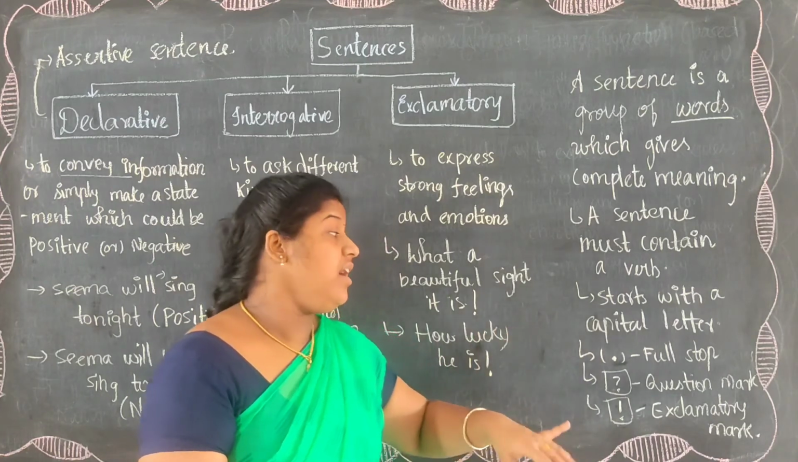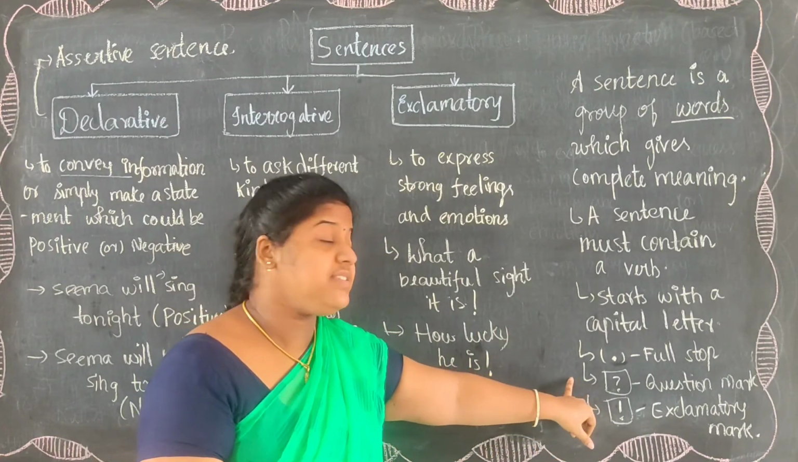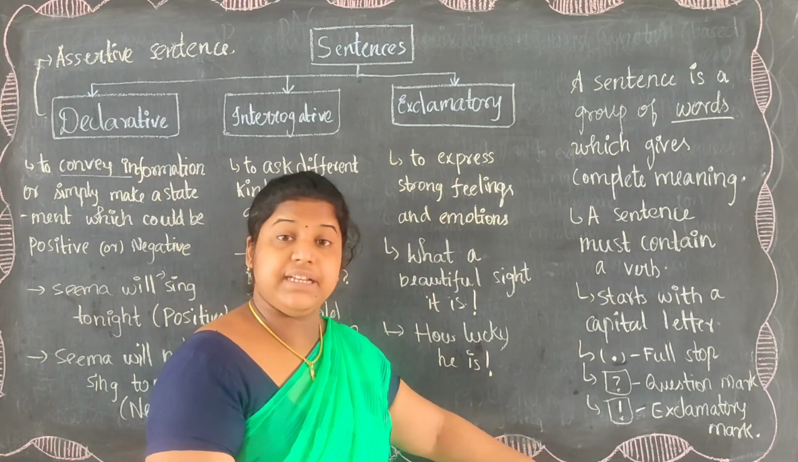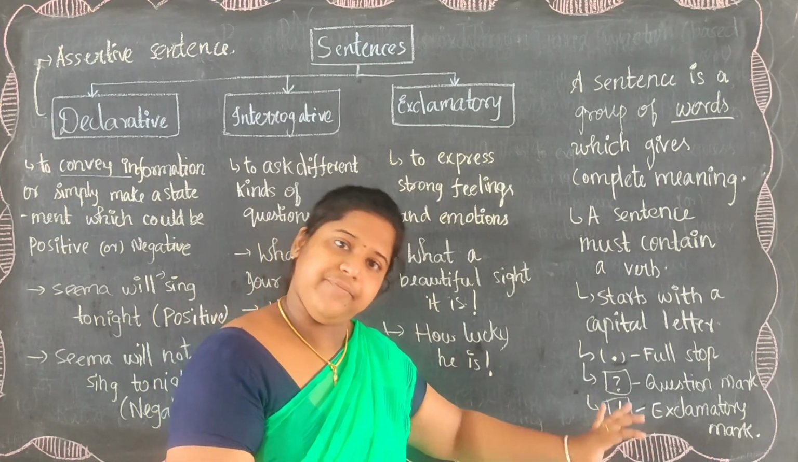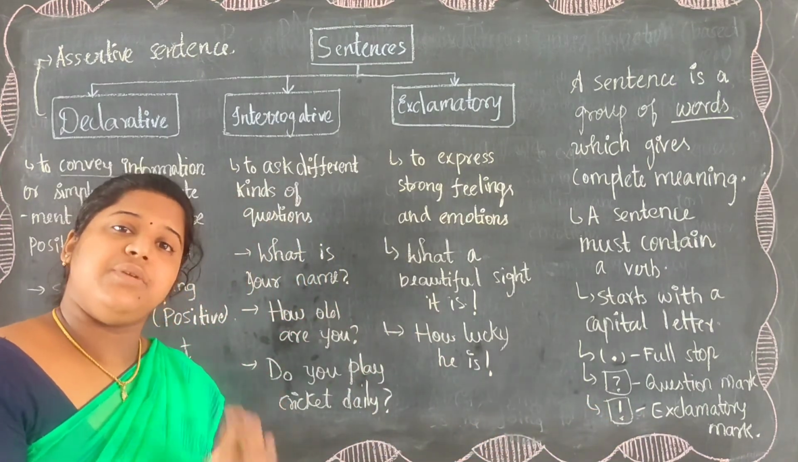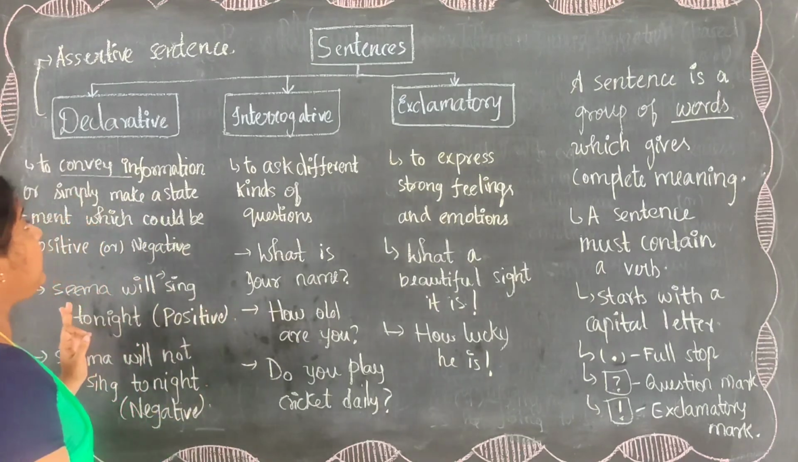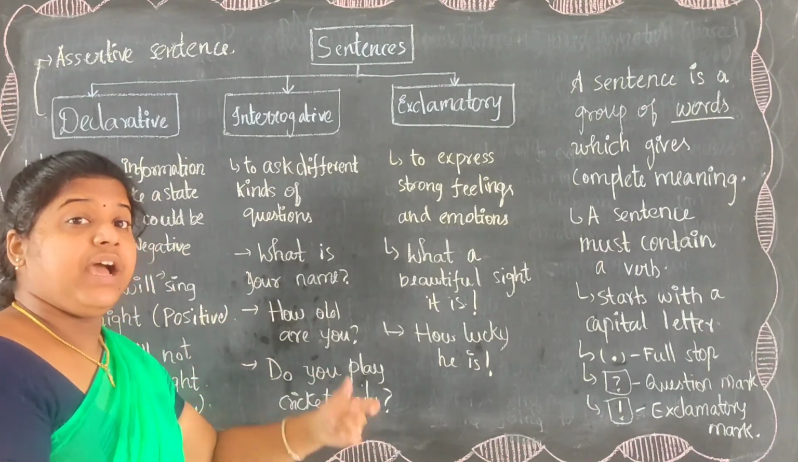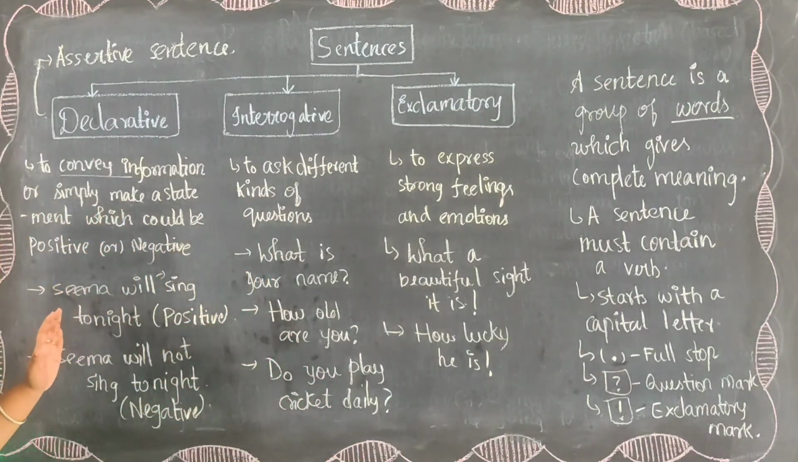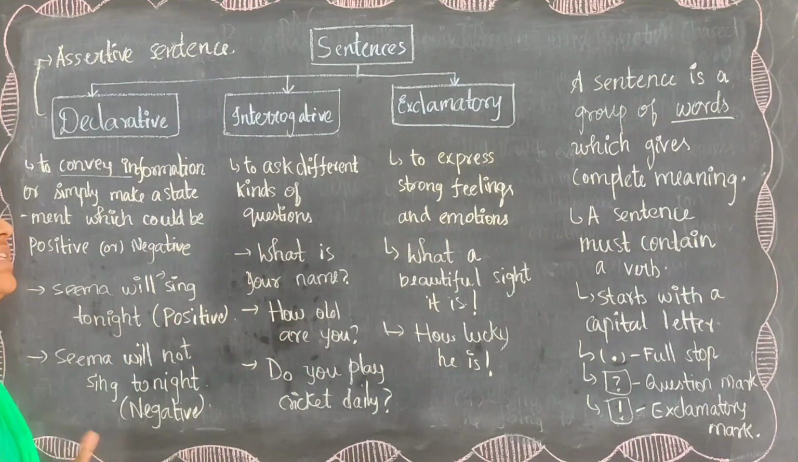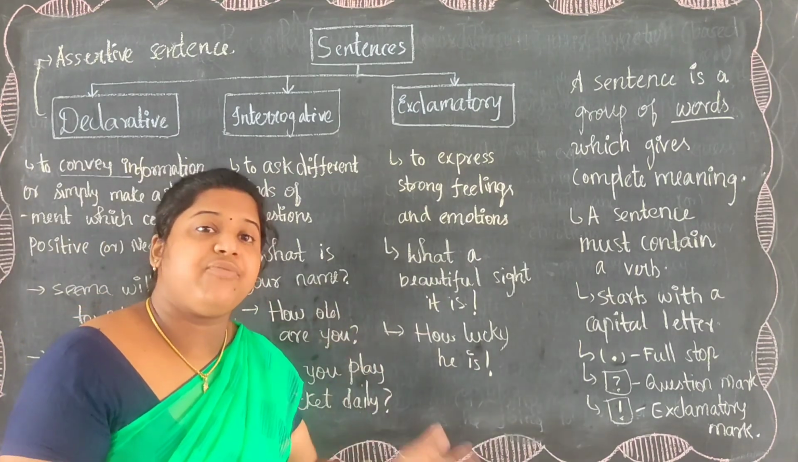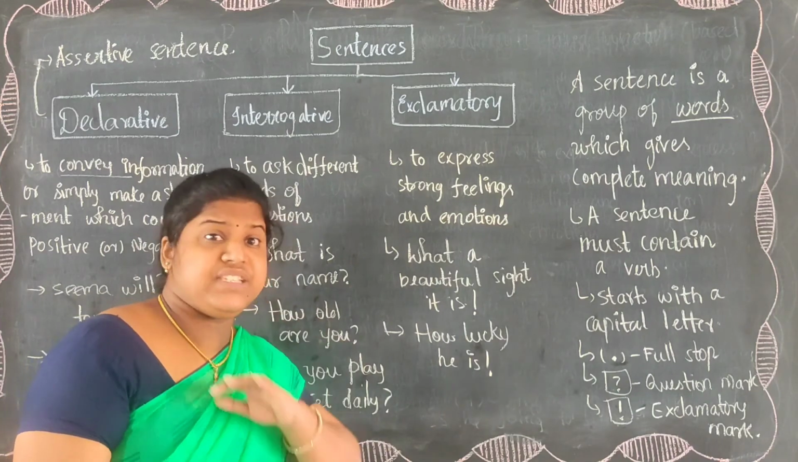It ends with a full stop if it is a declarative sentence. It ends with a question mark if it is a question sentence. It ends with an exclamatory mark if it is an exclamatory sentence. Clear that? And there are five types of sentences, but in your book there are only three types: declarative, interrogative, and exclamatory. Imperative and optative you will study in a higher class. What is a declarative sentence? It conveys information or simply makes a statement that could be positive or negative. Positive means which affirms something, and negative means which denies something.